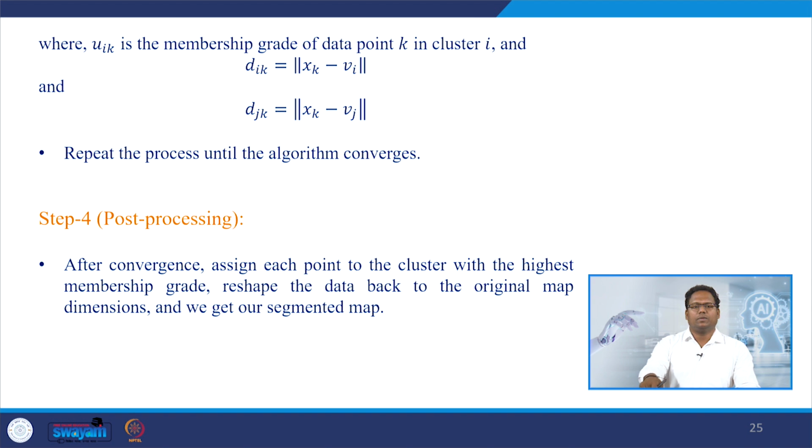Step 4 is post processing, that is after convergence assign each data point to the cluster with the highest membership value, reshape the data back to the original map, and we get our segmented map. That means first we had 2D becoming a one dimensional array, then we process this fuzzy clustering algorithm, then finally convert back into the original 2D array.